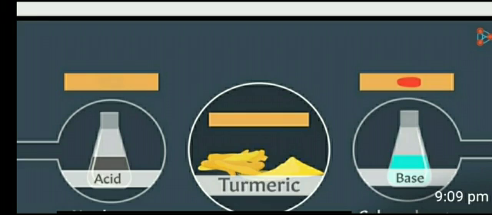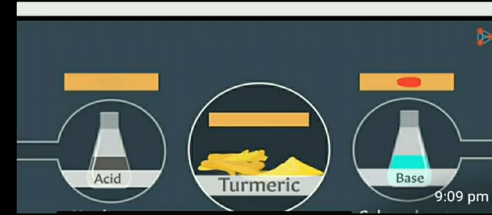It can be seen in your daily life. When a food substance containing haldi or turmeric falls on your clothes, it becomes yellow. When we apply soap solution on this patch, it becomes reddish brown. Why? It is due to the presence of a base in the soap solution. Soaps are basic in nature. So, turmeric changes its color from yellow to reddish brown in case of basic solutions.